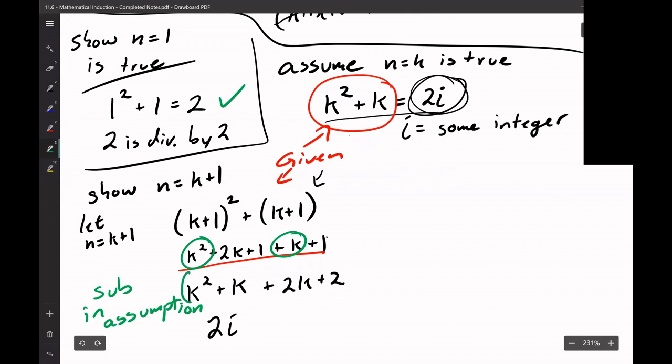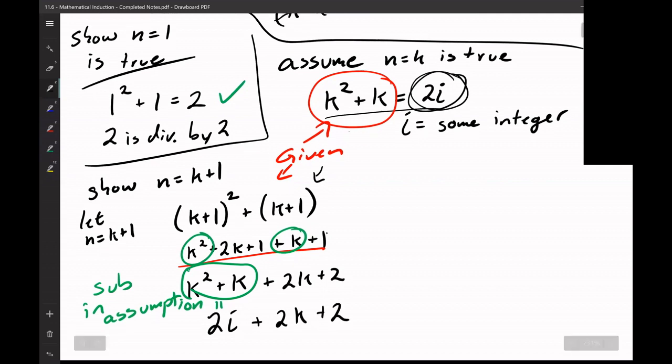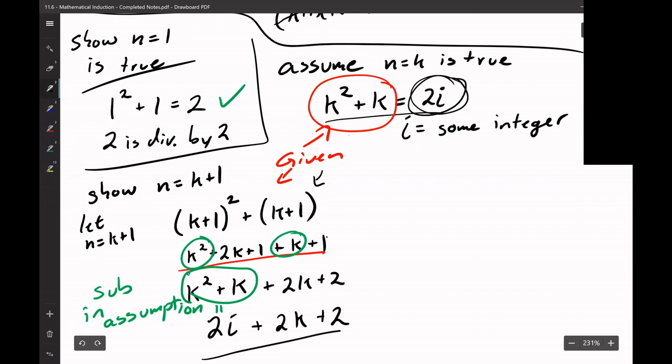Right here. That's equal to 2i. So you sub in that assumption. So I get 2i plus 2k plus 2. Is this expression divisible by 2? Yes, it is, because I can factor a 2 out of every term, so this becomes 2 times (i plus k plus 1). And this is divisible by 2.